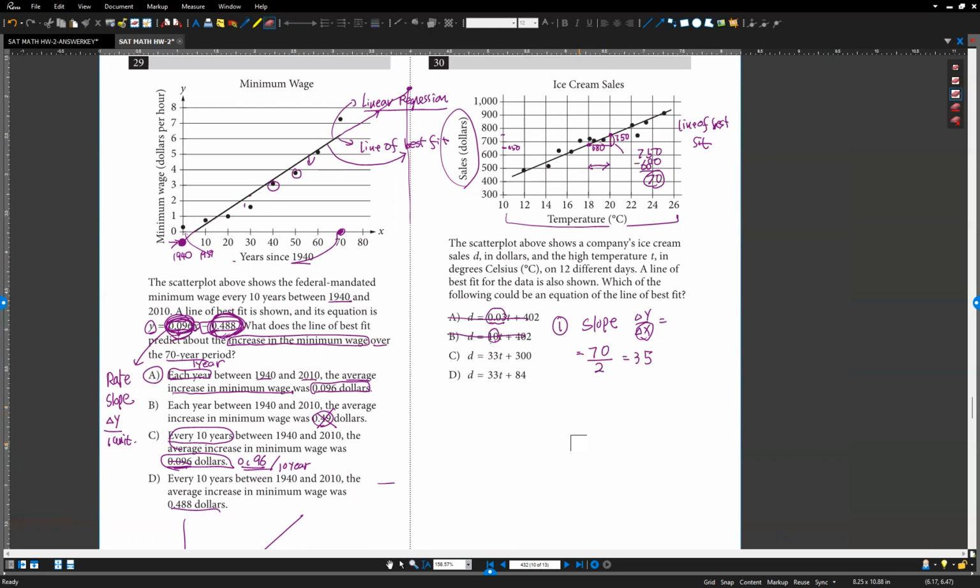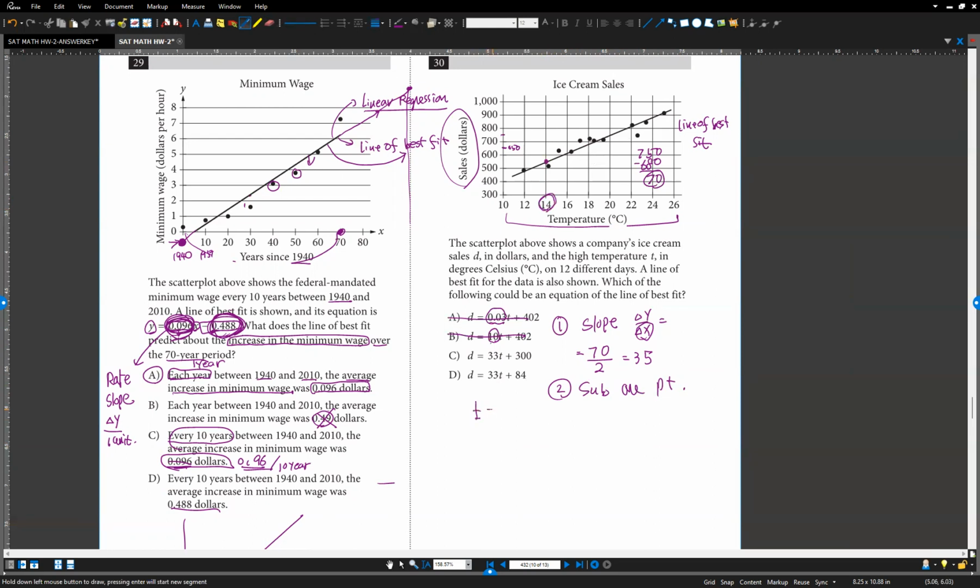33 is very close to 35. But once you got 2 choices over here, which one is correct? The next one you can use: substitute any point. You can choose 1 point. I want to use this point. 14 small is better, or 12. I want the small one.